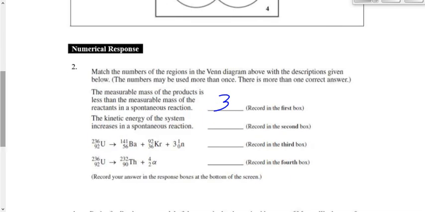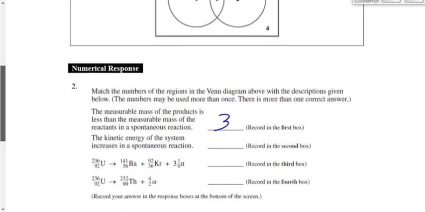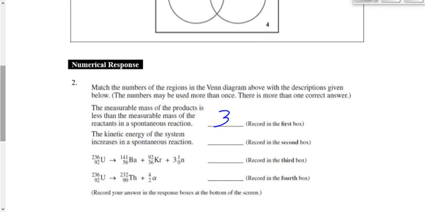Now, the second one, this one's a bit trickier. The kinetic energy of the system increases in a spontaneous reaction. I said 3. I said fission and fusion. But I'm going to explain one more possibility after we're finished going over the rest of them here. How many of you guys said 3, by the way? Okay. And that's absolutely correct. It's absolutely an acceptable answer there, but there is one more option that we'll deal with in a second here.